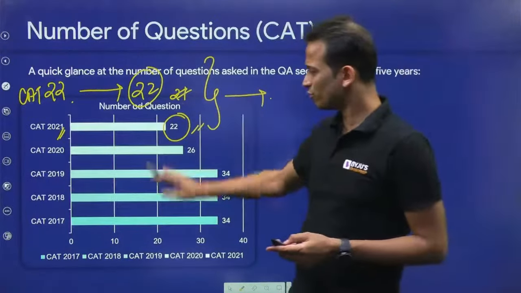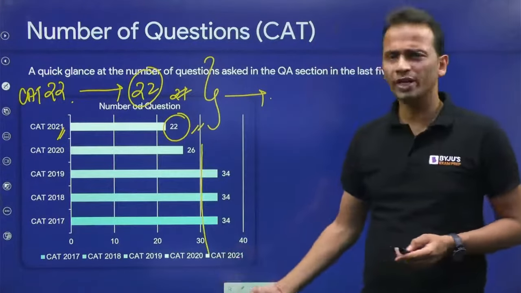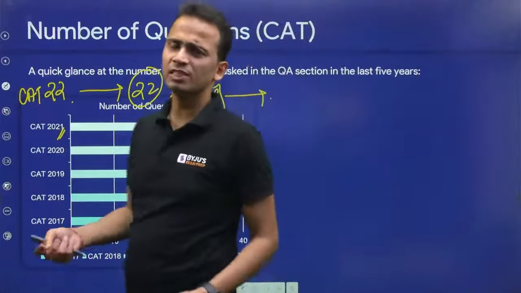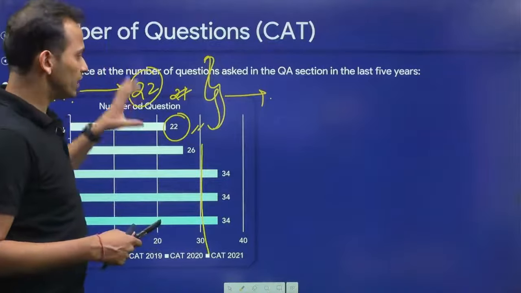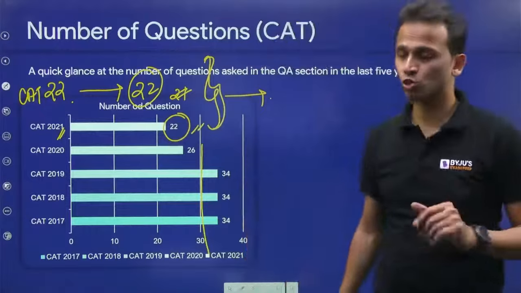So these are the number of questions in the previous years, but you don't have to go beyond 2020. We'll stick to the last 2 years, and this year as well, we are expecting somewhere around 22 to 24 questions appearing in the QA section. So we can go as per the trend which has happened in the last 2 years.